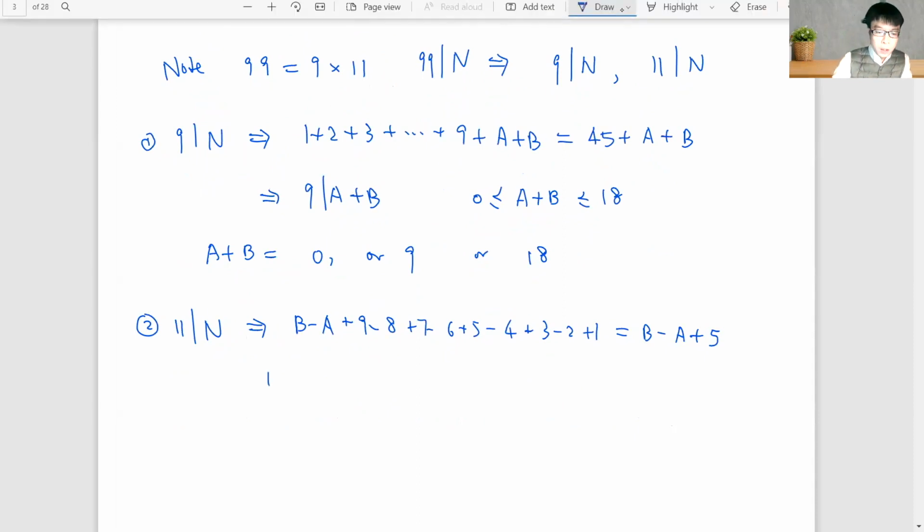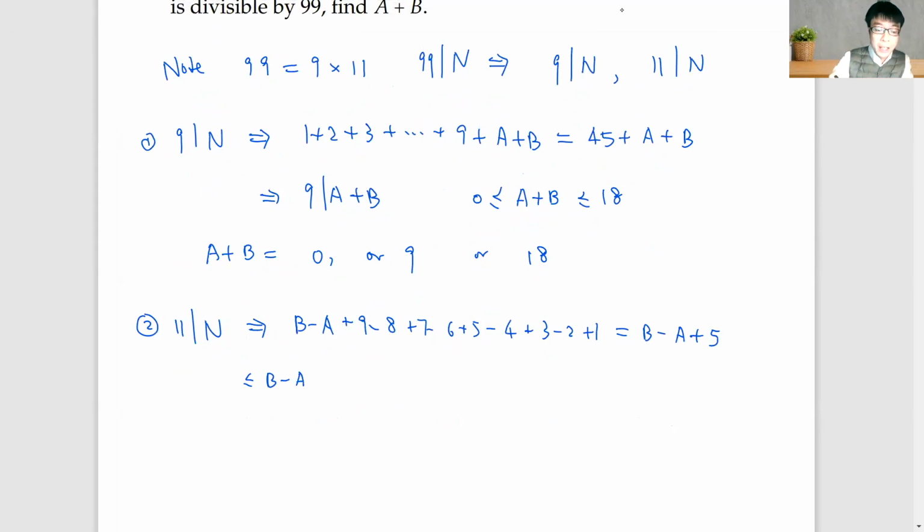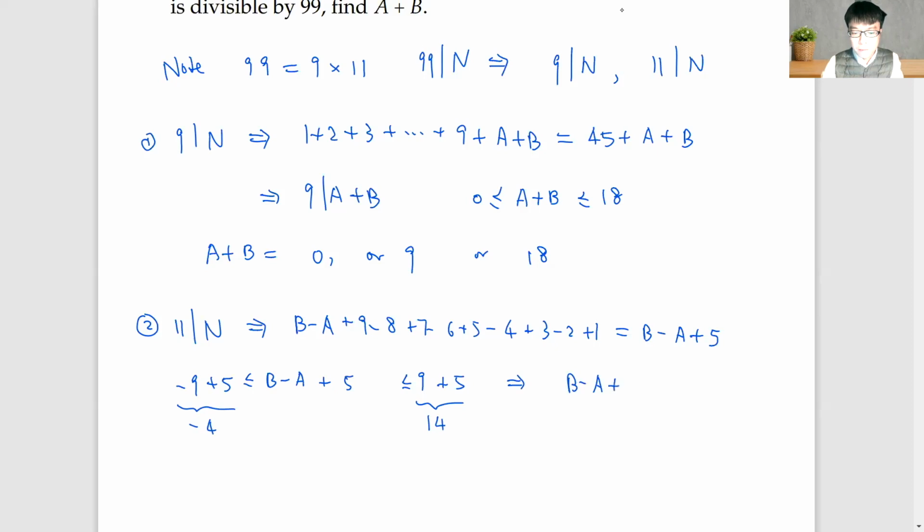Let's see, B minus A plus 5. B is at least 0, A is at most 9, so B minus A is at least minus 9 and at most 9. Plus 5, that means this number is at least minus 4 and at most 14, and it is divisible by 11. That means B minus A plus 5 could be 0 or 11. There are two choices. And so accordingly, we subtract 5, so B minus A equals minus 5 or 6.